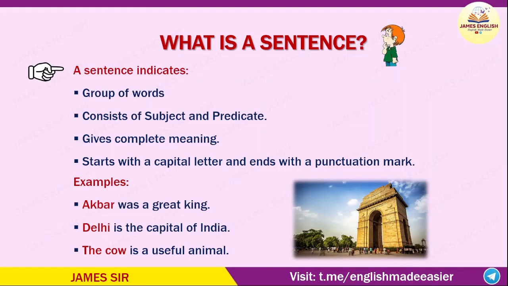What is a sentence? A sentence indicates a group of words. It consists of subject and predicate. A sentence gives complete meaning. It starts with a capital letter and ends with a punctuation mark. I repeat once again: a sentence is a group of words. It starts with a capital letter and ends with a punctuation mark.